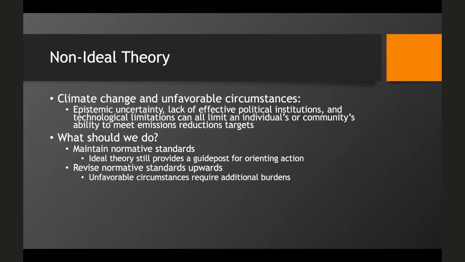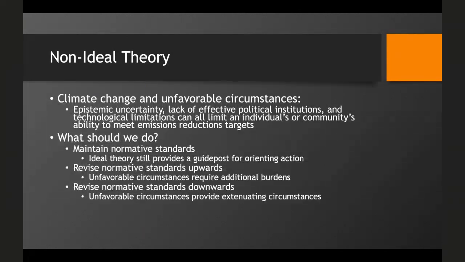We could revise our normative standards upwards and use what Caney talks about for non-compliance, but argue that there are additional burdens to alleviate these unfavorable circumstances, like building more effective political institutions, resolving technological and financial constraints on developing nations so that they can transition to more sustainable energy. Or we could revise our moral standards downwards, and say that we actually need to make things easier for individuals and communities because of these extenuating circumstances.